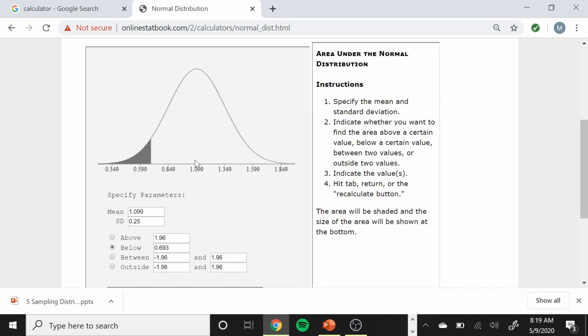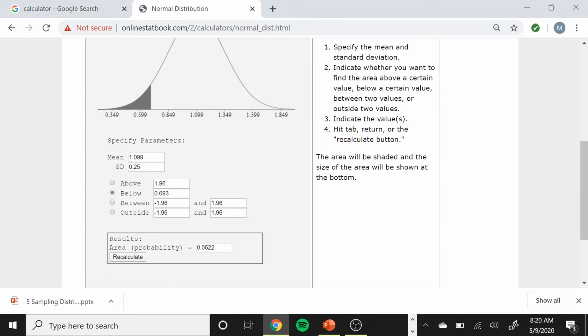Well, again, you won't find 0.6 on here, so you have to convert it to a z-score. We found that that was 0.693, which would be right there. So the probability of getting a correlation 0.693 or lower would be about 0.0522. Now, if you wanted to look at both ends, like if you wanted to ask how likely is it that we would get such an extreme correlation, we could essentially double that.